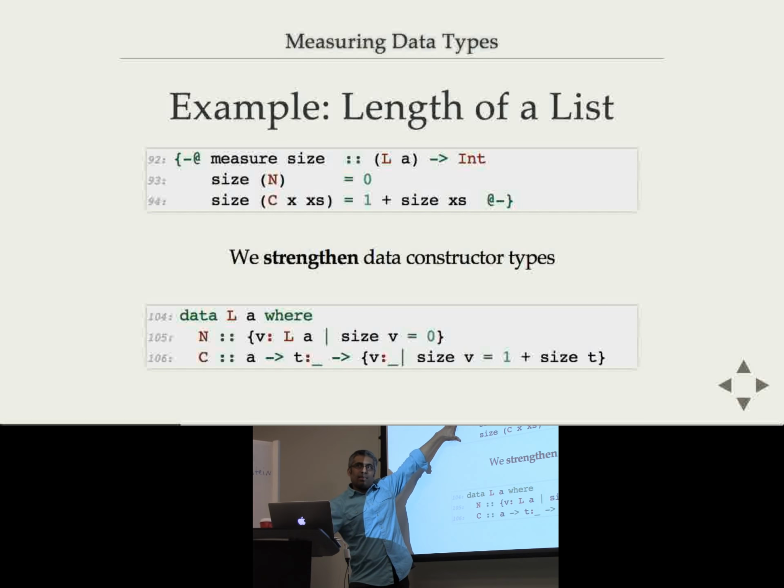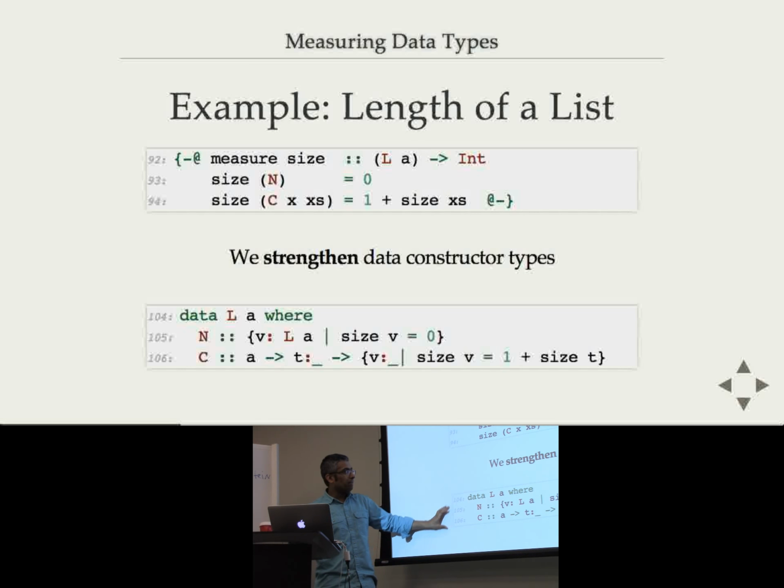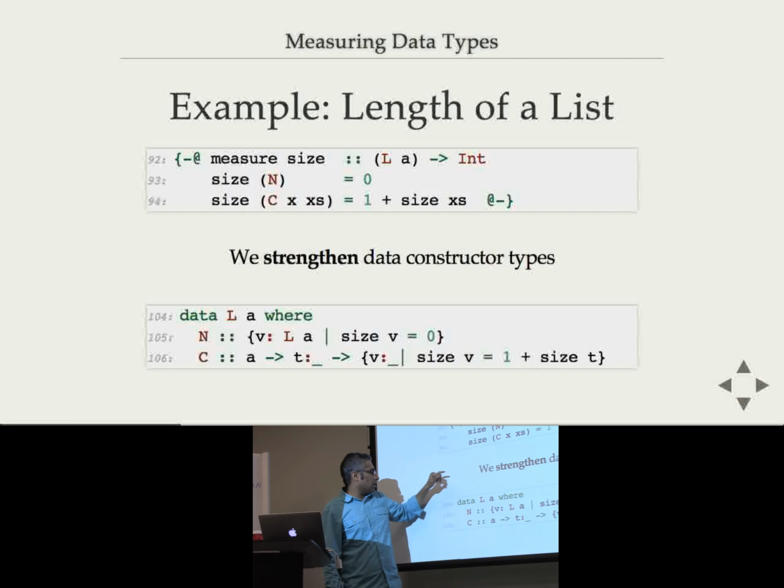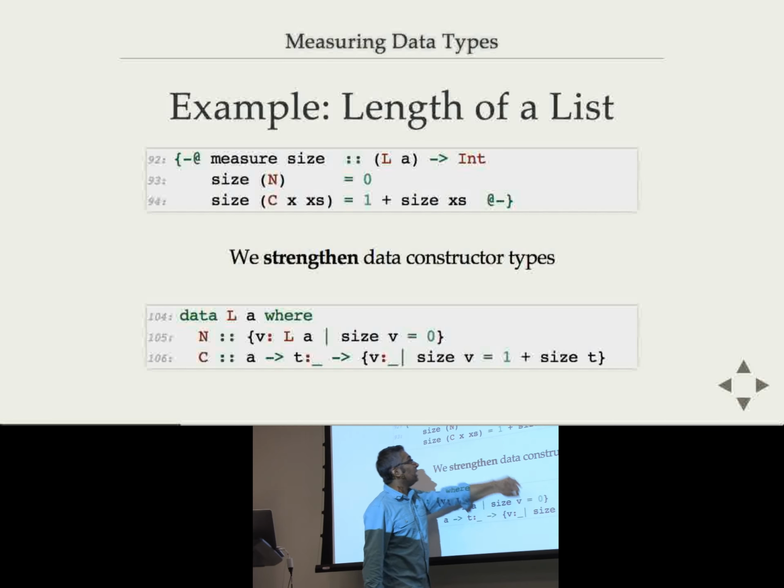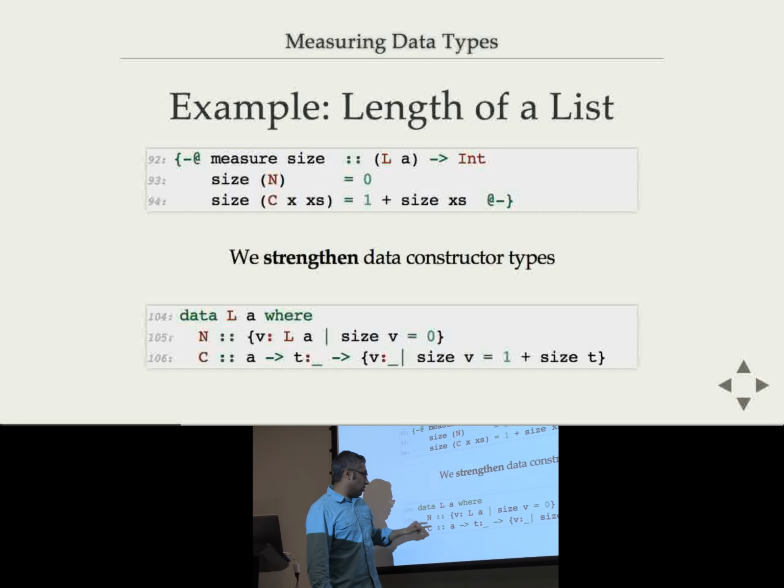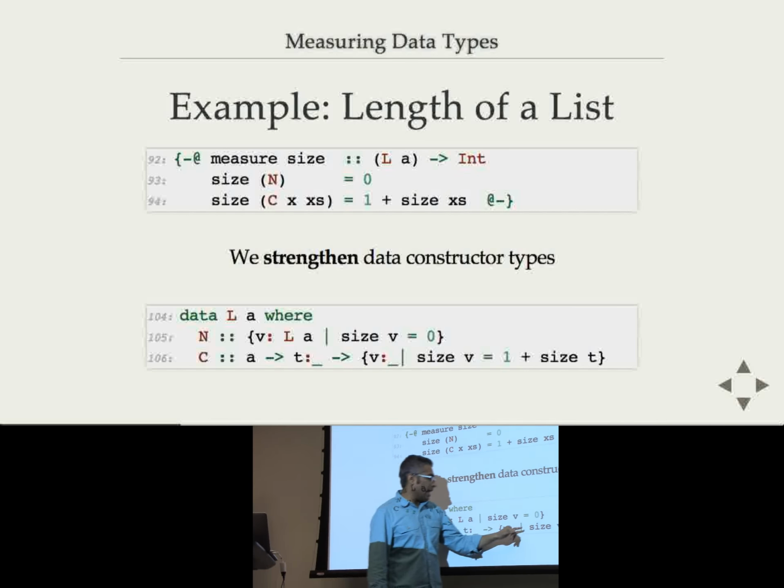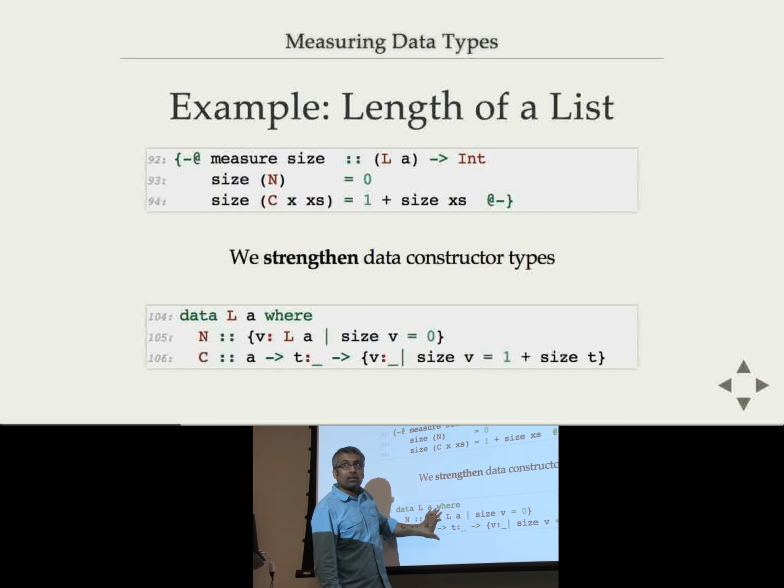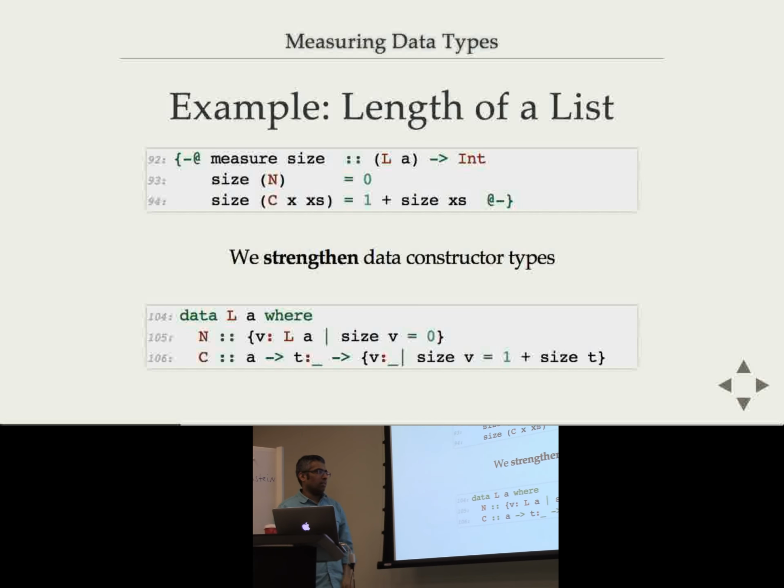So here's what's really happening. When you write something like this, internally it gets desugared or converted into something like this. What's going on is I'm strengthening the types of the data constructors so that essentially nil has the type list of a such that size v equals 0. And cons has the type: you give me an a, you give me some tail, and the size of the result, size v, is 1 plus size t. So it's a fairly straightforward exercise to go from definitions like this into strengthened data constructors like this. If you squint a little, it's not terribly magical.